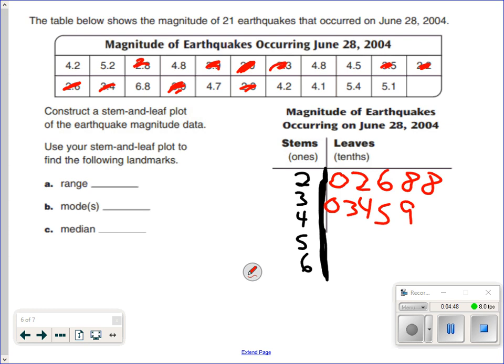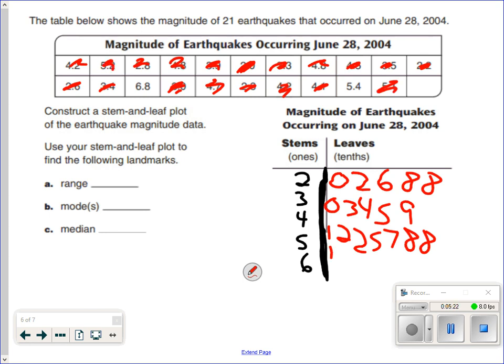Any 4s? 4.0, 4.1 right here. Put a 1. 4.2, put a 2. Another 4.2. 4.3. 4.4. 4.5 right here. 4.6. 4.7. 4.8. There's two of those. 4.9. 4.10. 5.0. 5.1.